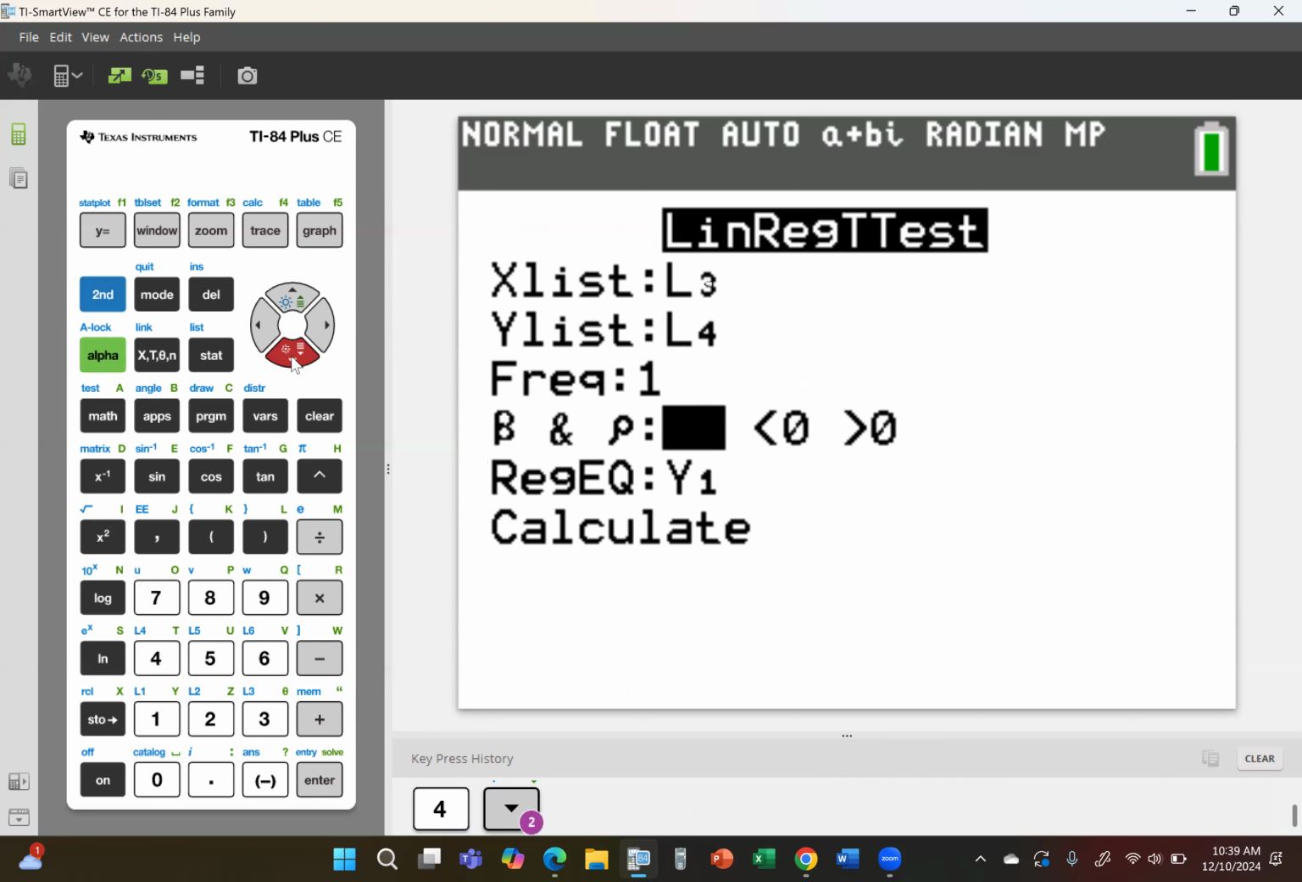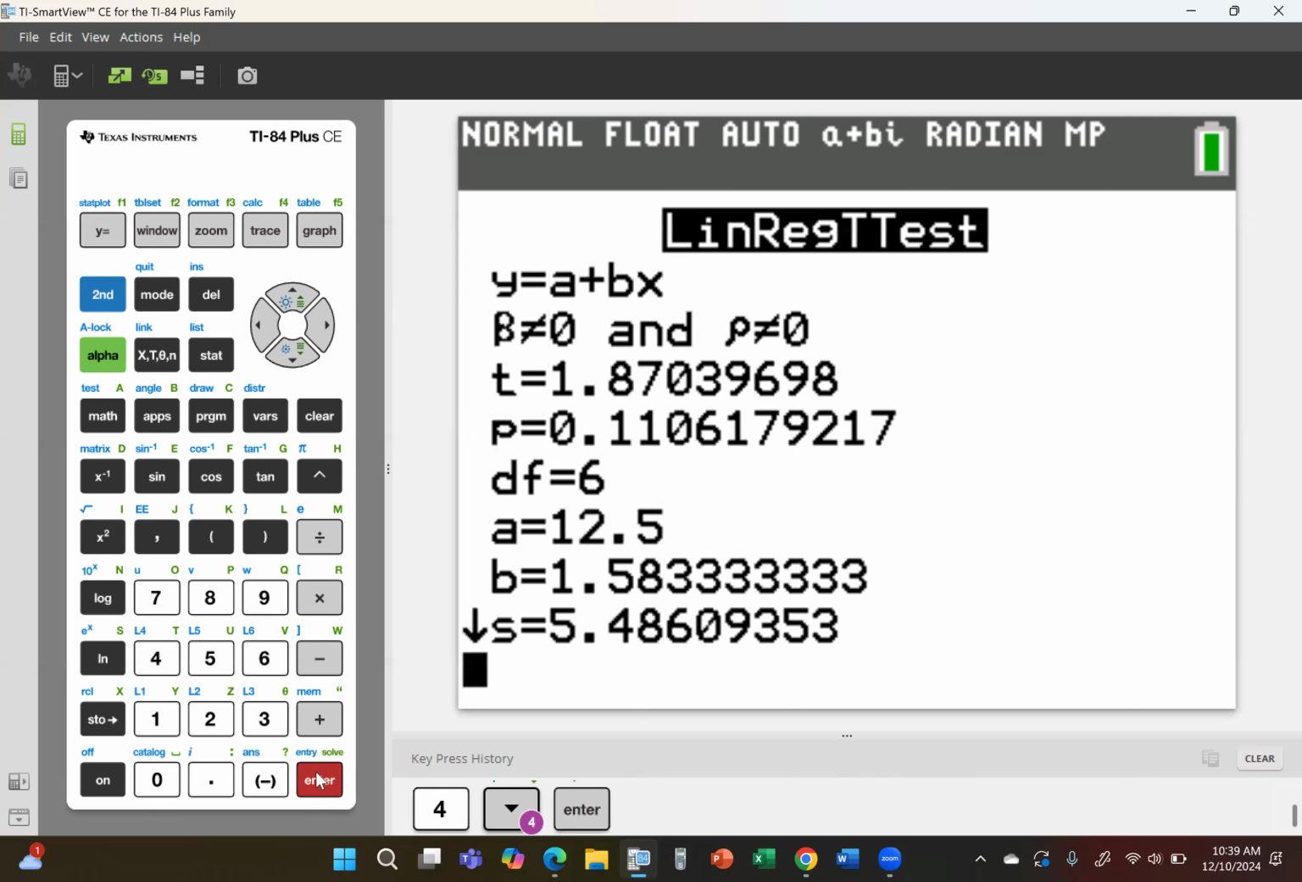My null hypothesis was that rho is equal to 0. So the alternative is that rho is not equal to 0. So that's what you want to make sure is highlighted. I don't necessarily need to store this regression equation because I'm not going to do anything with it. And let's calculate. I mean, technically, if you're a statistician, you would create a scatter plot, look at the scatter plot, create the regression equation, do a comparison, all that good stuff. All right, so what do we get?